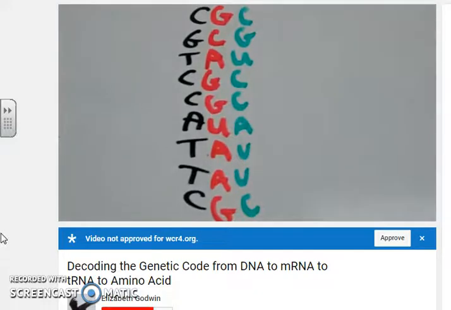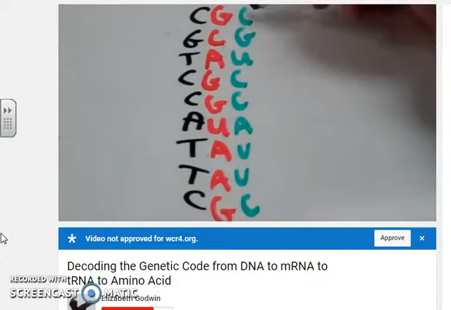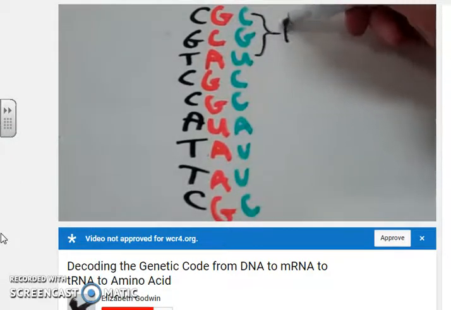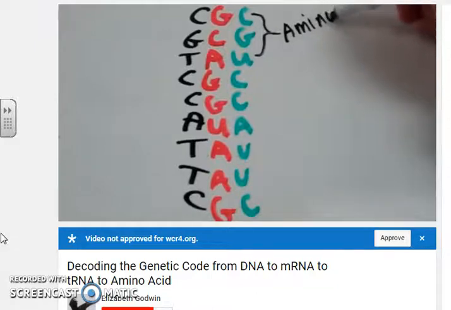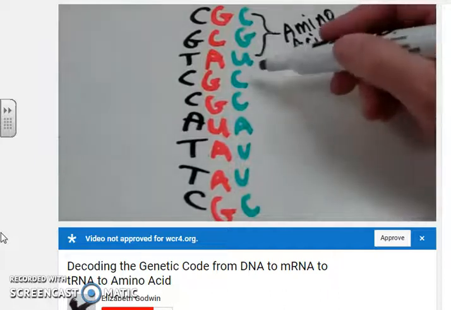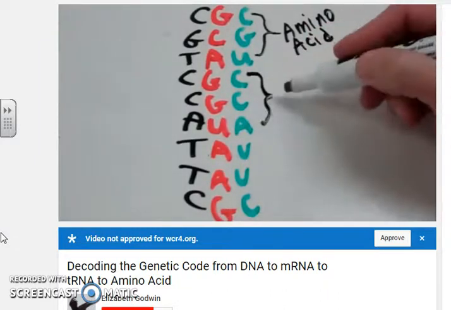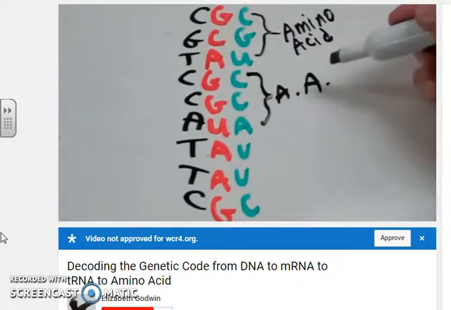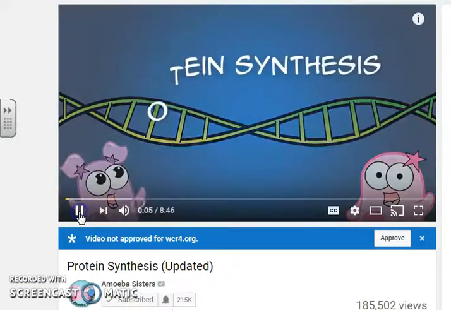And I might ask, how many amino acids is this genetic code going to code for? Basically, every 3 bases in a row is going to be carrying 1 amino acid. So this would code for a particular amino acid. This one would code for a particular amino acid. And then this one would also.